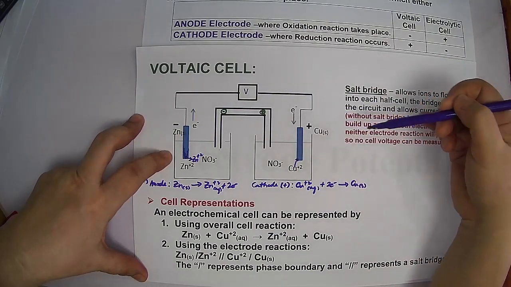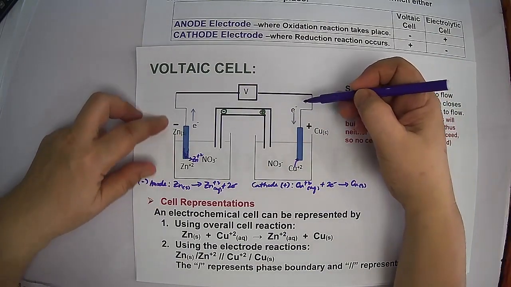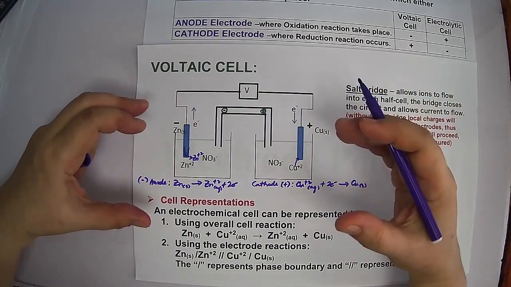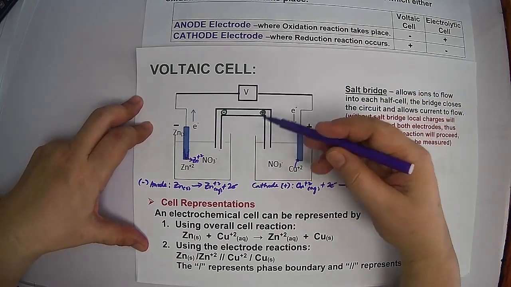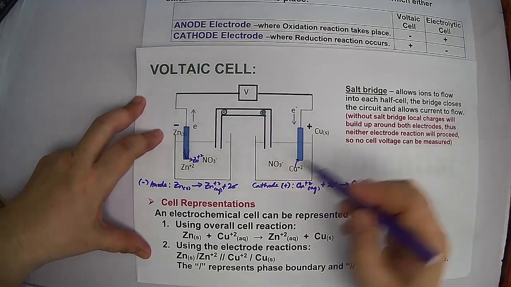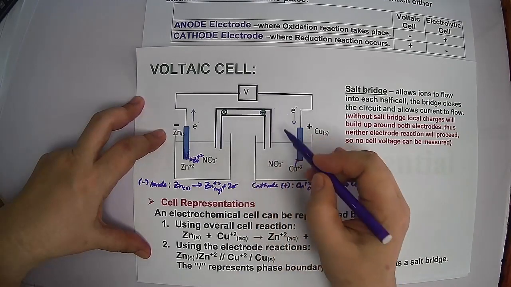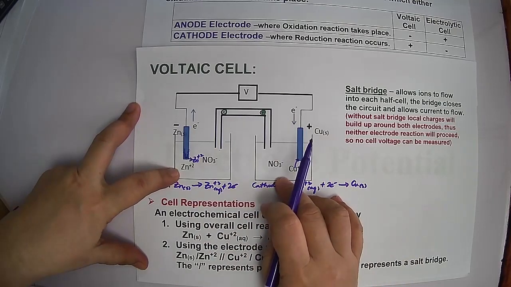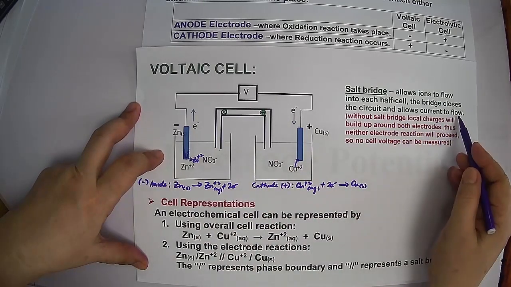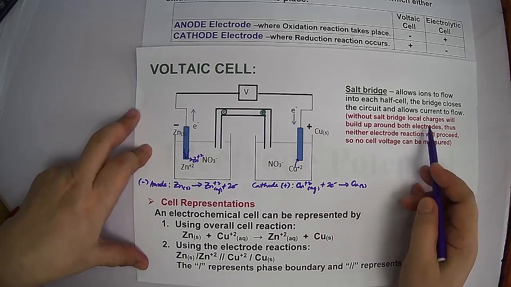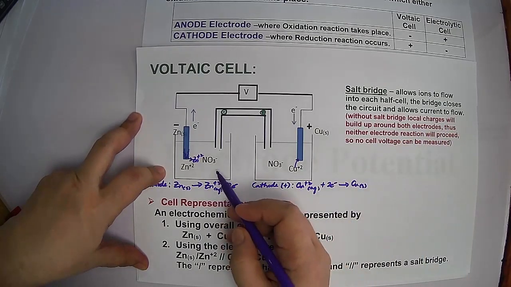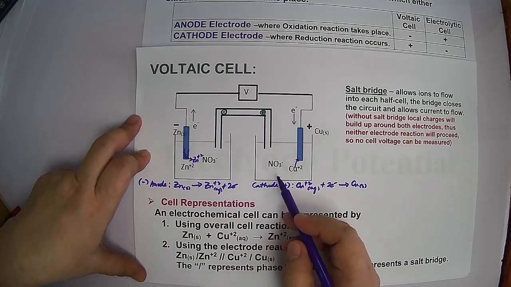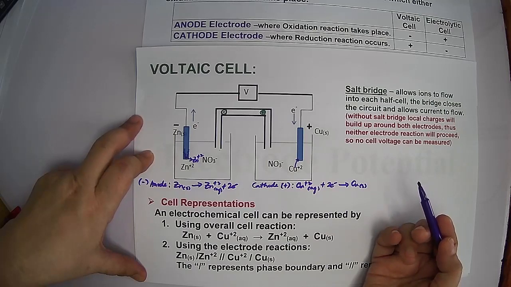The cell voltage can be recorded or measured by attaching an external circuit to the two compartments or two half cells. Okay. To complete the circuit, a salt bridge is provided, and this allows the ions to flow into each half cell. The bridge closes the circuit and allows current to flow. Without the salt bridge, local charges will build up on both electrodes. Thus, neither electrode reaction will proceed, so no cell voltage can be measured.